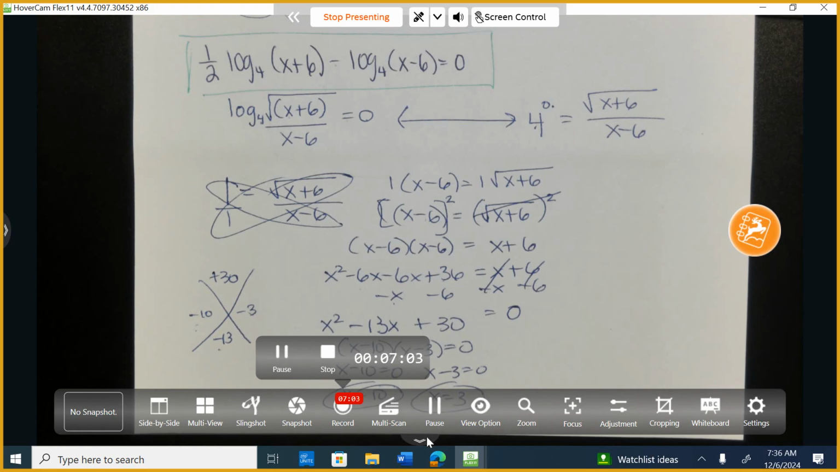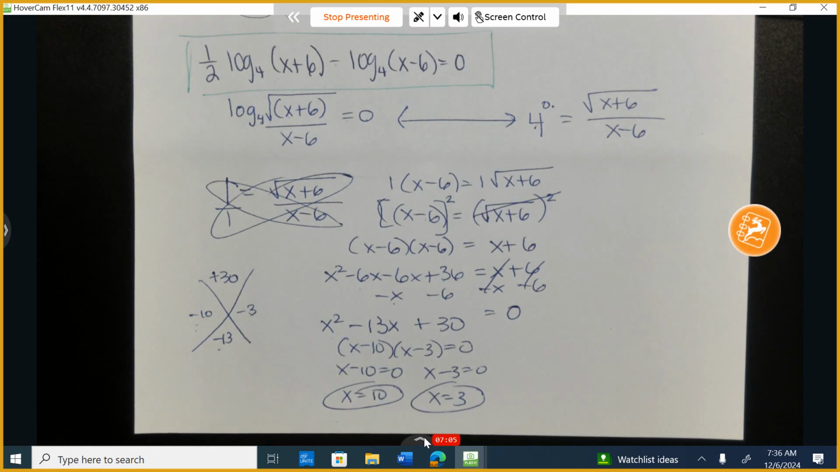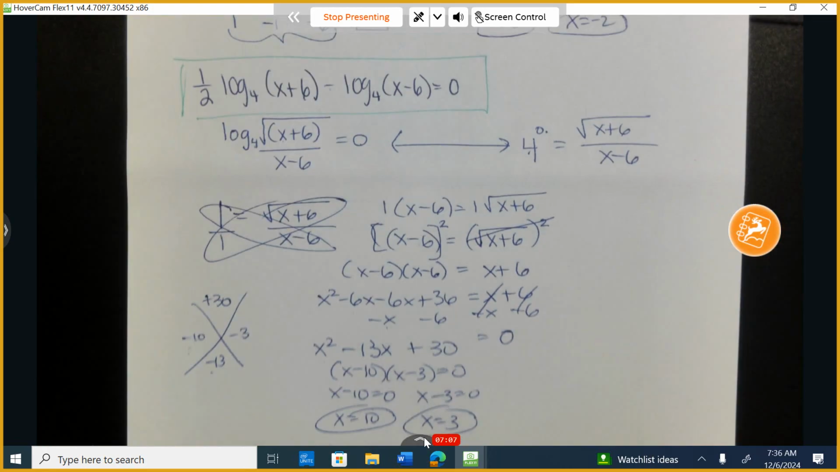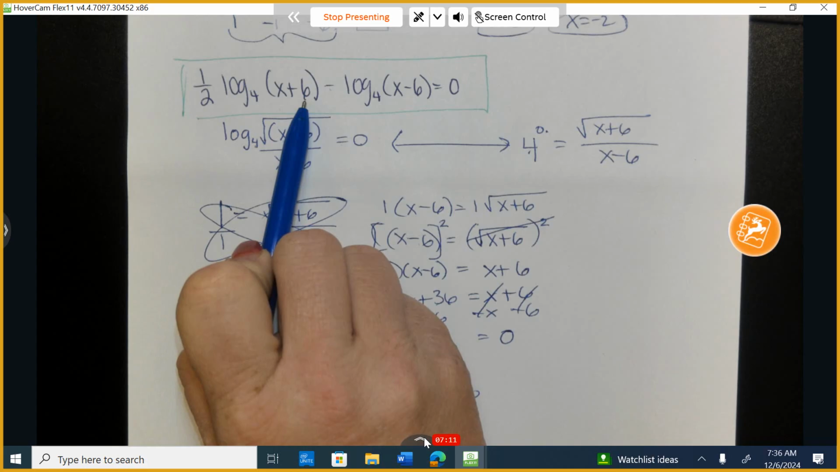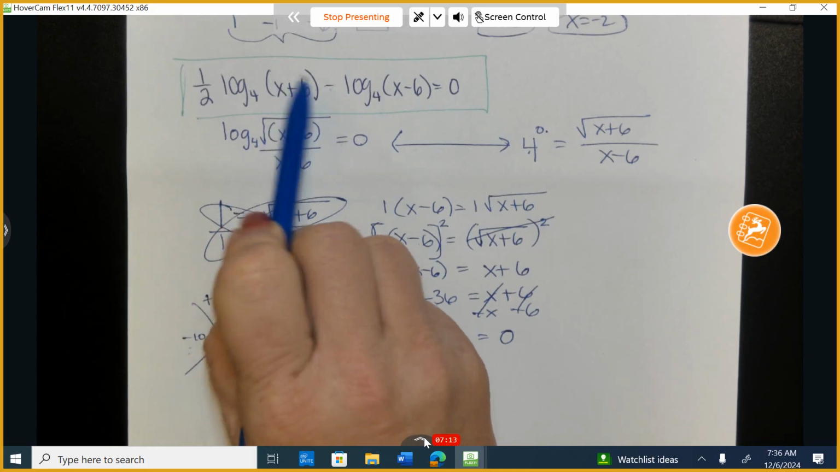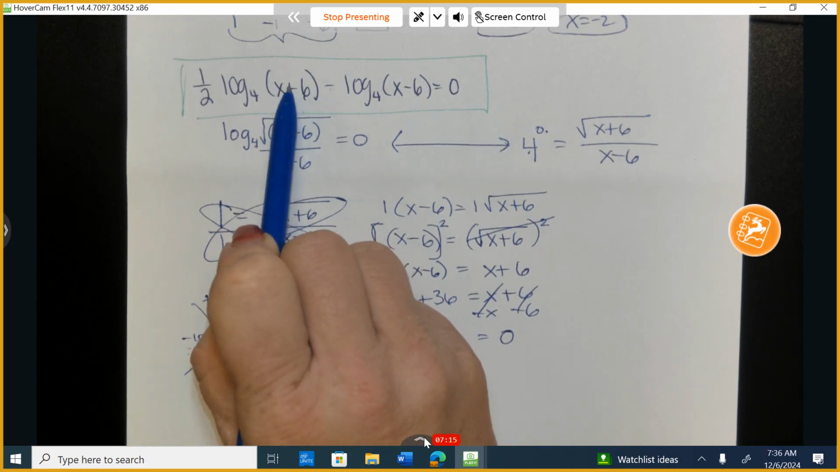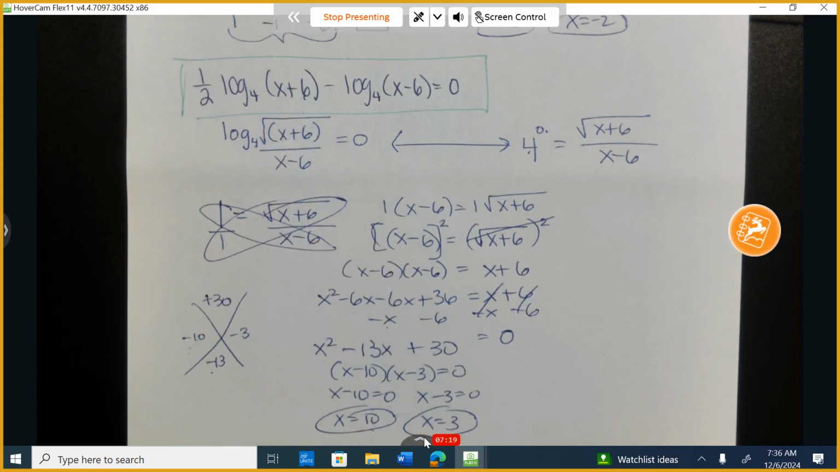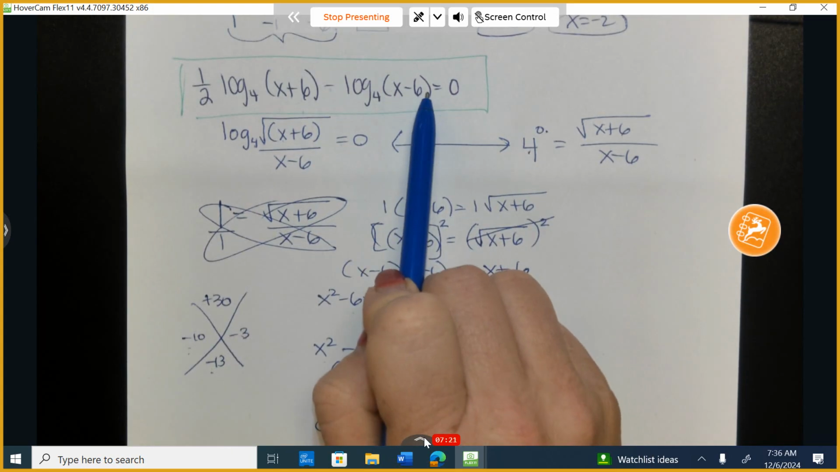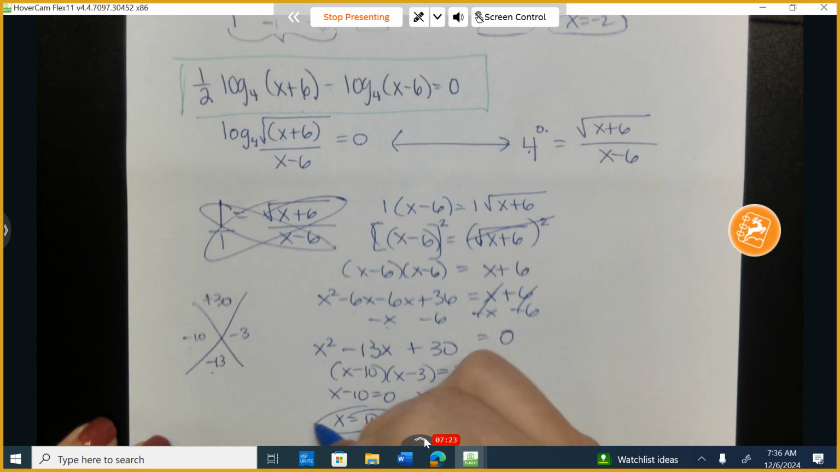Okay, so how can we decide what works and what doesn't work? Well, if we look up here, let's just start with this original. Ready? 10. 10 plus 6 is 16. Okay, that didn't break any rules. The value behind here is greater than 0. Awesome. Can you take the square root of 16? Yeah, you can. All's good. 10 minus 6 is 4. Again, the value is greater than 0.